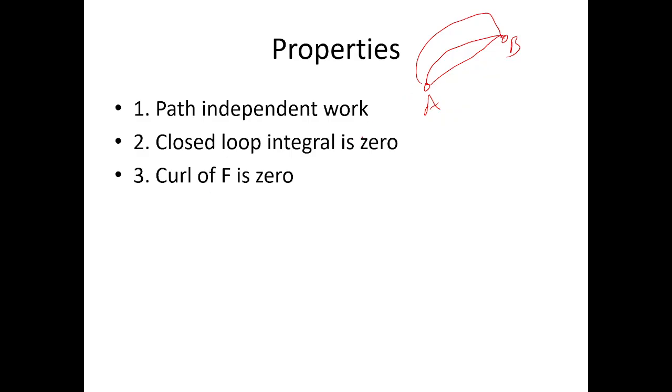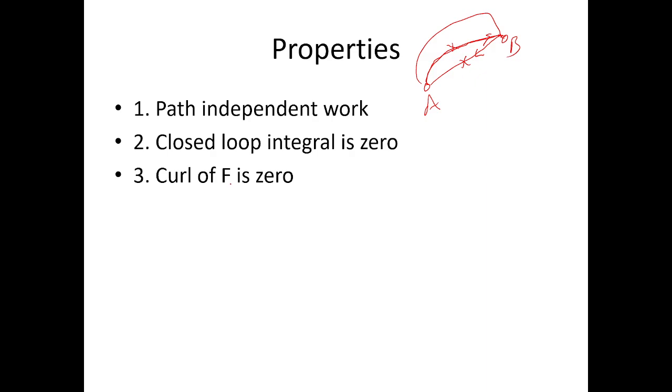Closed integral is 0. That is, the work done in a closed path is 0. You see both of these paths have the same work done. Moving on this side this way and on the other side that way, that is a closed path, but both are equal, so they will cancel each other. So the work done in a closed loop in a conservative field is 0.